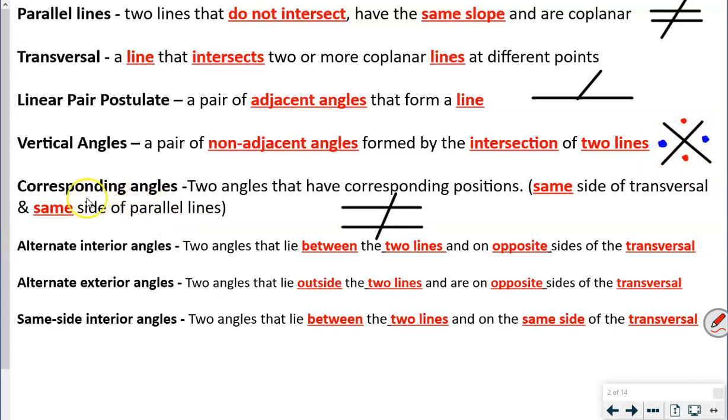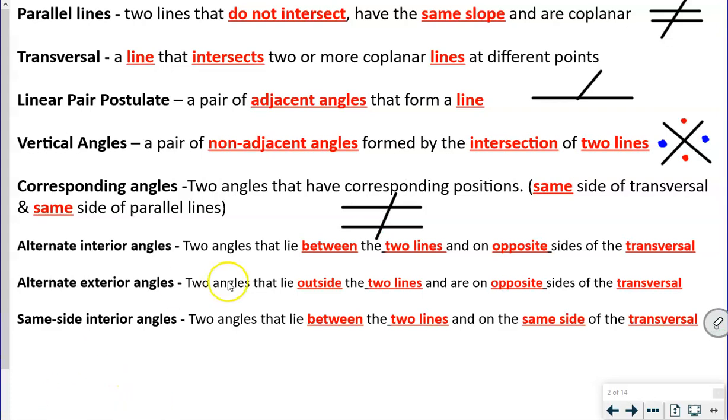Corresponding angles are two angles that have corresponding positions. So they are on the same side of the transversal and the same side of the parallel line. So what does that mean? That means, for example, I would be to the left and to the left and above and above. Y'all see that? Left of the transversal and above the parallel lines. Or I would be below and to the right and below and to the right. Those are corresponding positions, okay? So let's go on to the next one.